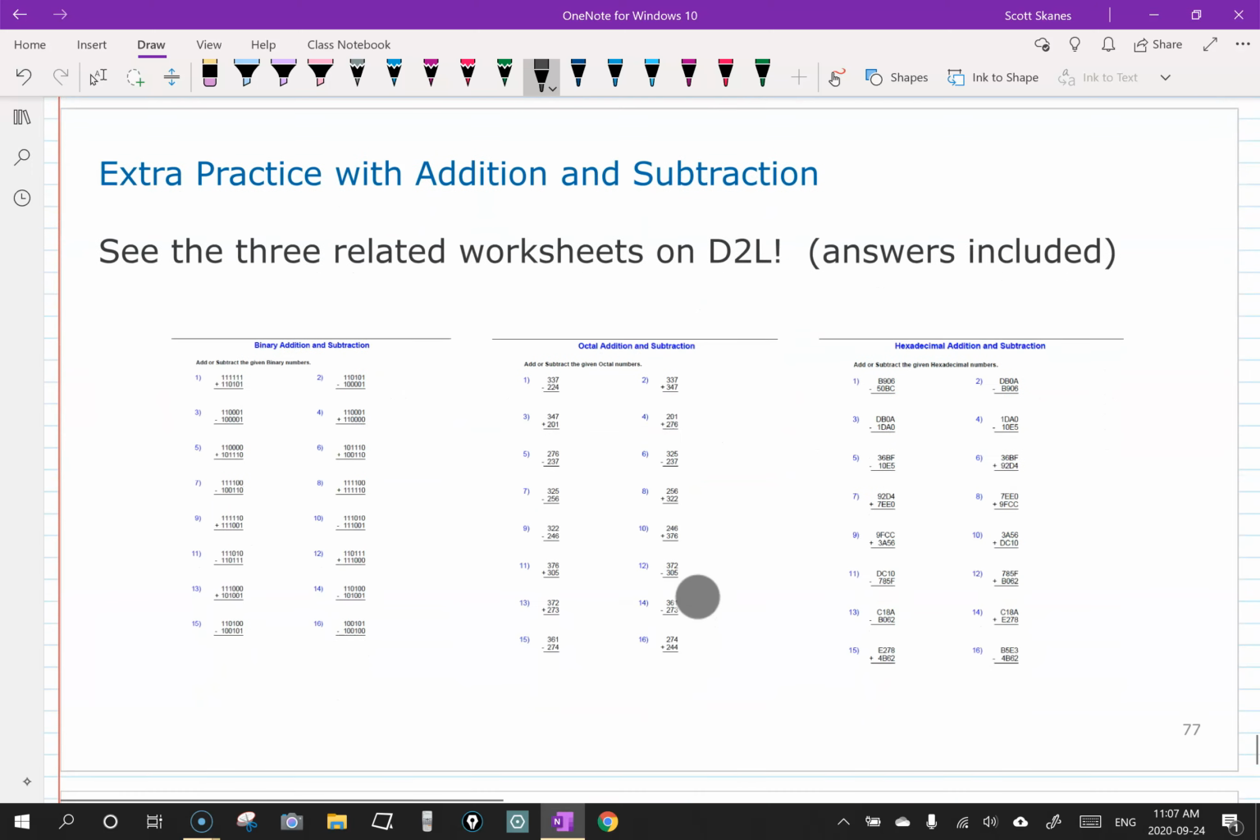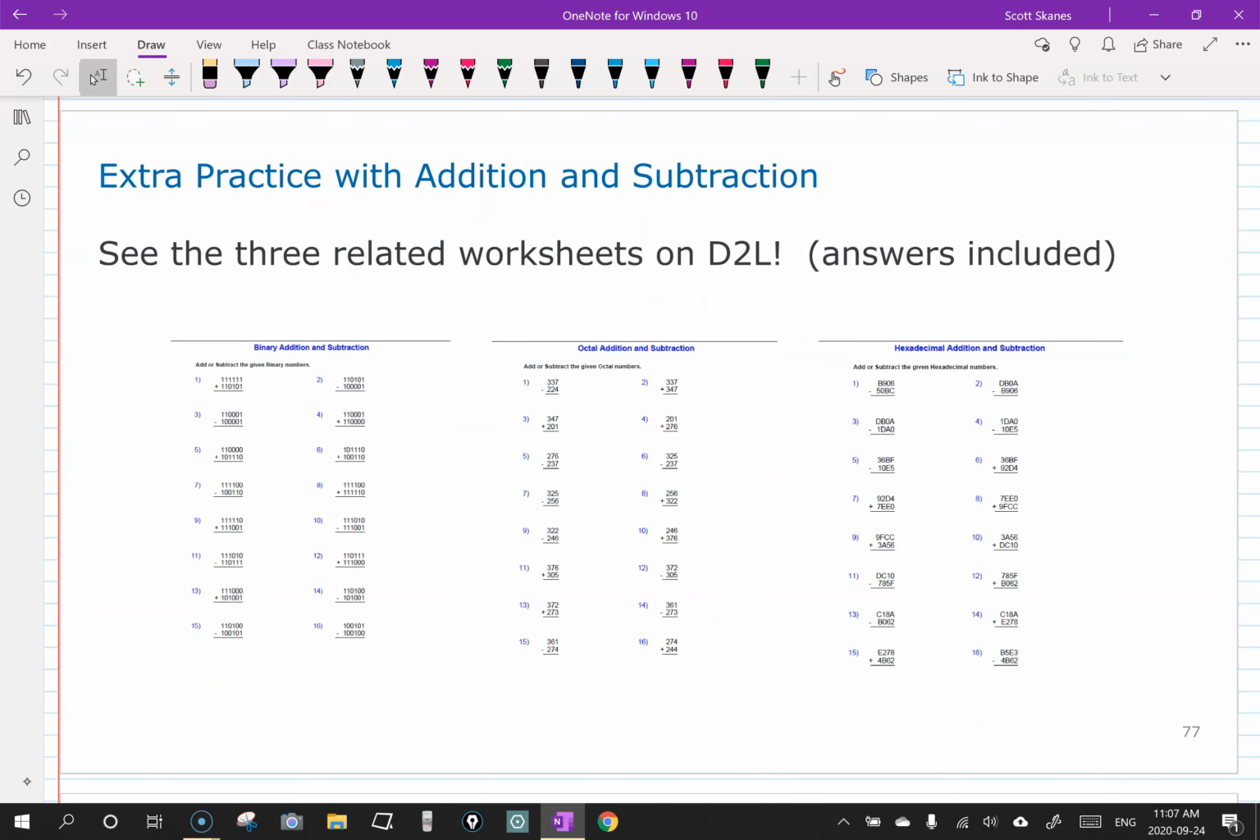Very last thing it says here, there is extra practice with addition and subtraction on D2L. So on D2L right now, these worksheets should be there, and you can go find them, download them, print them off, or just do them, have them in front of you, use a piece of paper to solve them. The answers are all included as a second page. So you've got binary addition.